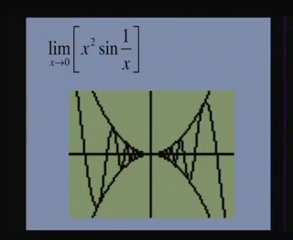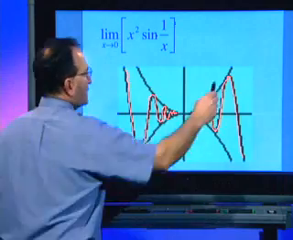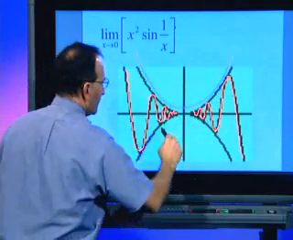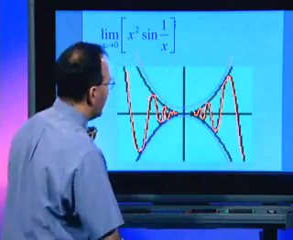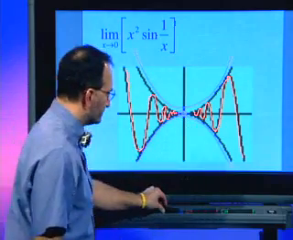The graph itself for x squared sine 1 over x is this graph right here, which we can see coming in and then expanding back out over here. And what I want you to notice is that it is sandwiched between 2 graphs, which are parabolas. This is y equals x squared and y equals negative x squared. And of course, what's happening then is that this limit is approaching 0.